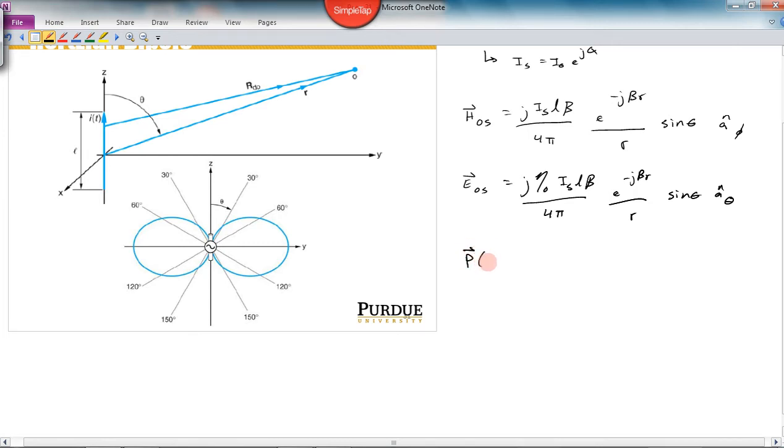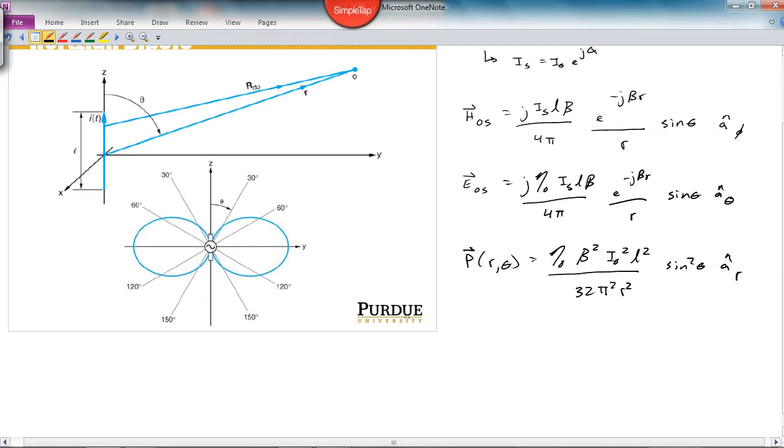The power is just the cross product between these two, and I'm not going to do the math. I'm just going to present the results to you. If I were to take the cross product of those, I would get eta0 beta squared I0 squared L squared over 32 pi squared r squared, sine squared theta, and this would be in the radial spherical direction.